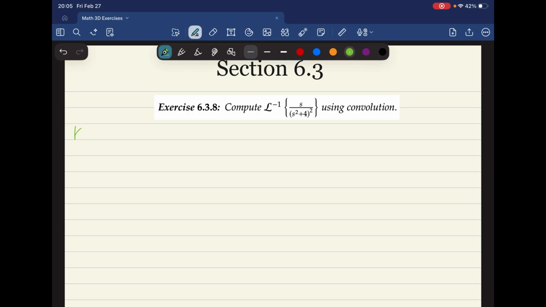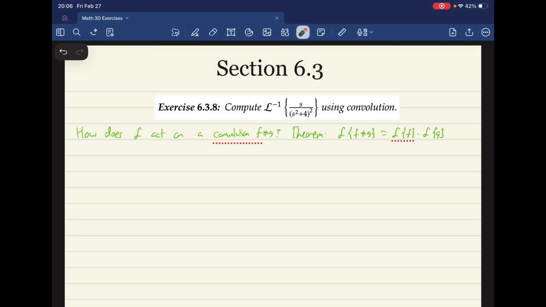Well, here we need to remember how the Laplace transform acts on a convolution f star g. The key result that we're going to use is that if you take the Laplace transform of the convolution of two functions, it is exactly the same as taking the product of the respective Laplace transforms.